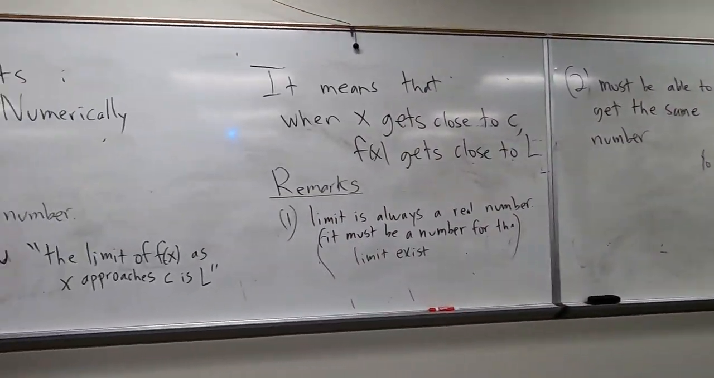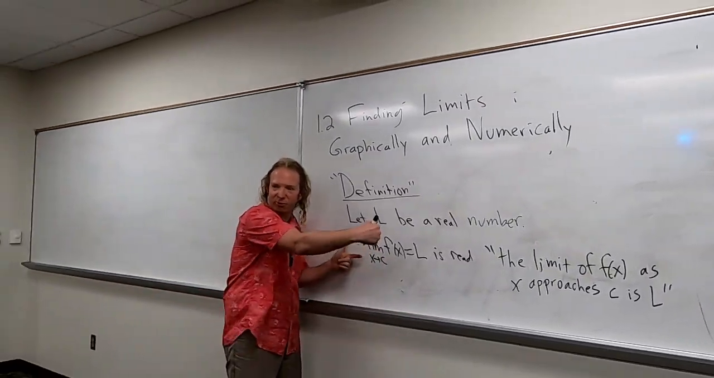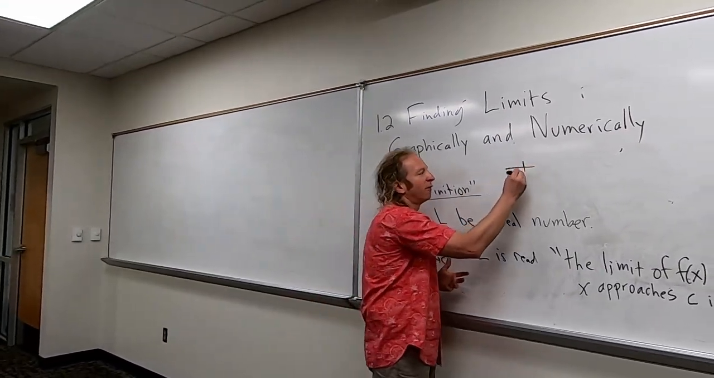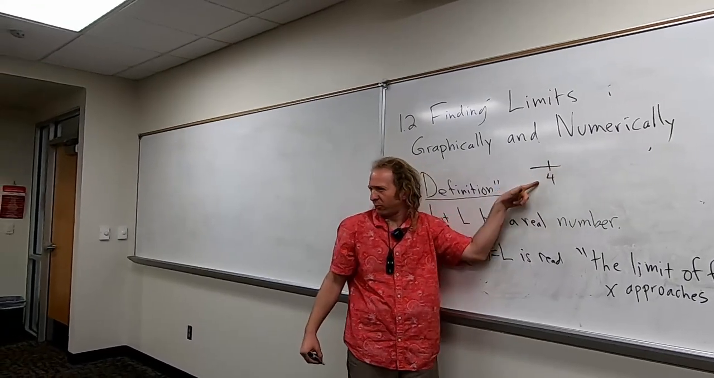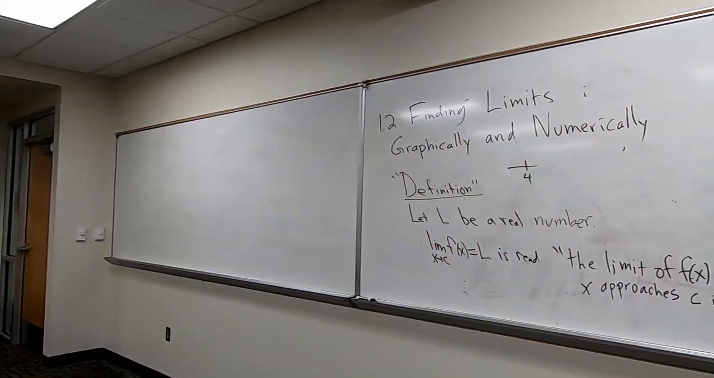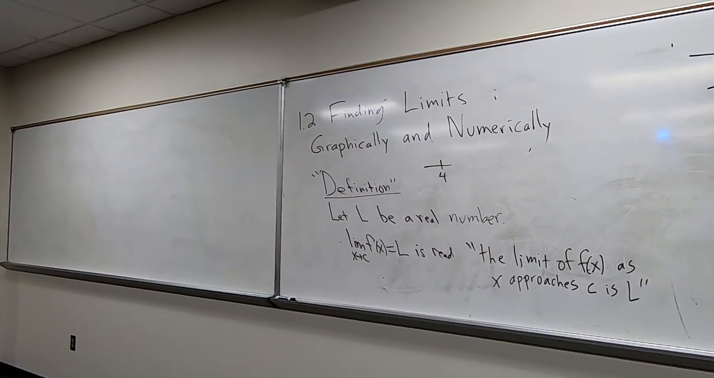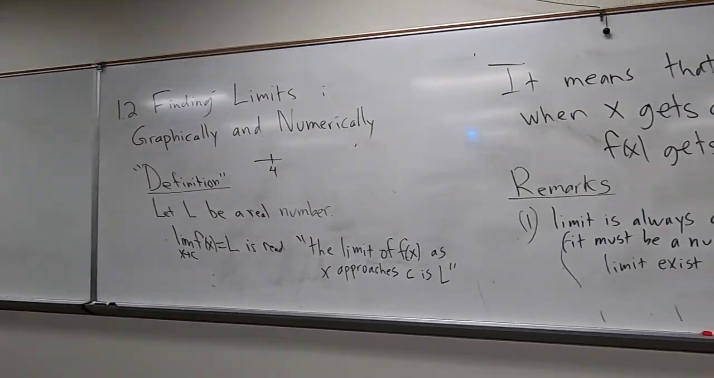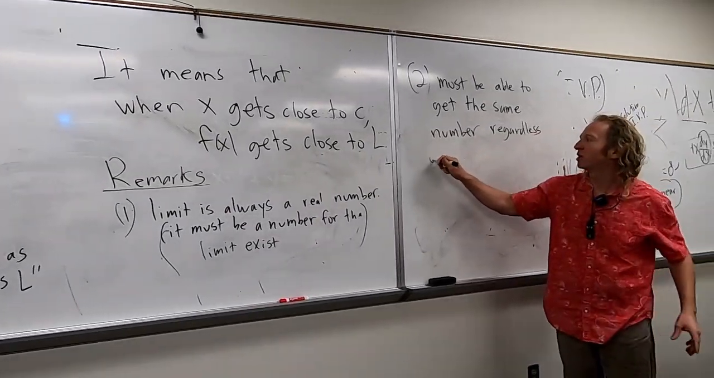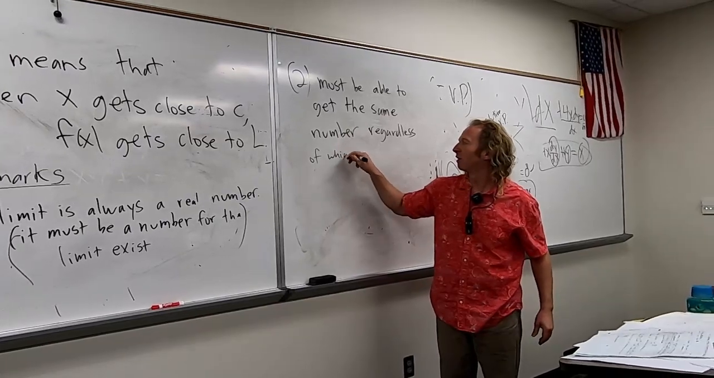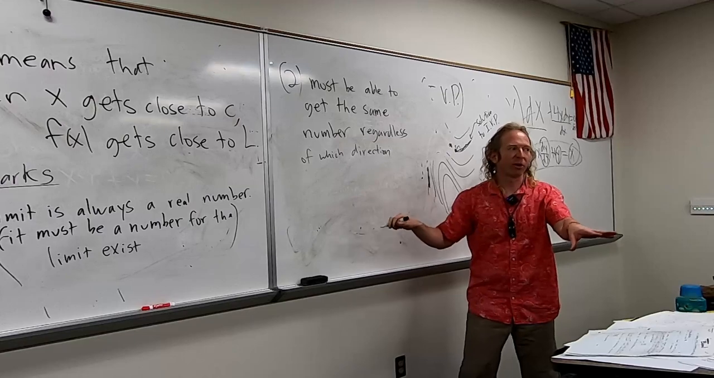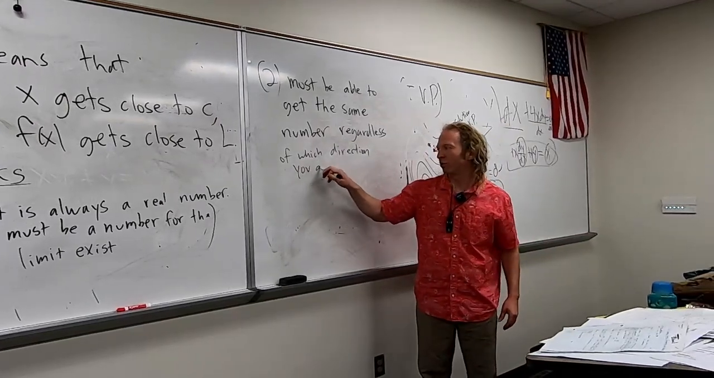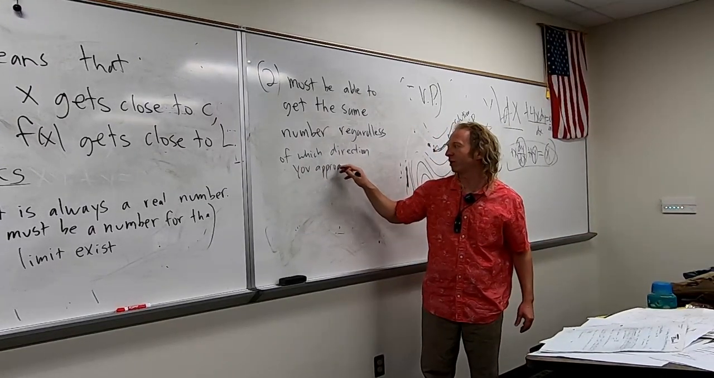So if you're approaching a number, you can approach from the left or from the right, right? Like if you have the number 4, you can get close to 4 from the left, and you can get close to 4 from the right. So you must be able to get the same number regardless of which direction you approach from. This is really important.